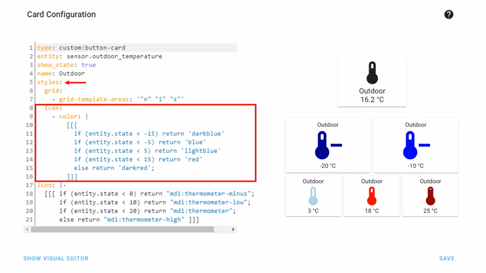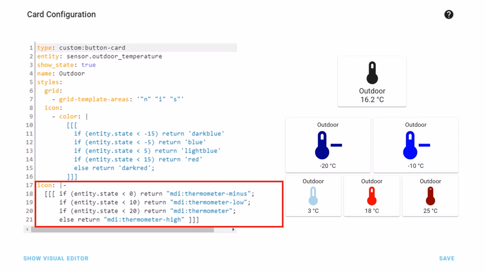To change the color of the icon, there are several if statements, checking if the temperature is below a certain degree and returns a color based on the temperature. If no condition is met, it will turn dark red in this case. Lastly, to change the icon, it is the same principle as for changing the color of the icon. There are several if statements checking if the temperature is below a certain degree and returns an icon based on the temperature. And if no if statement is true, it returns the default icon.